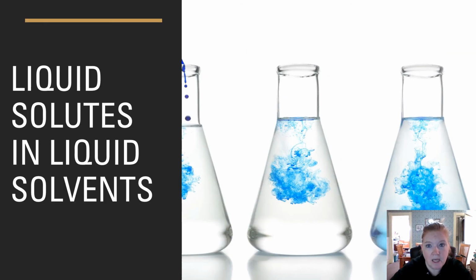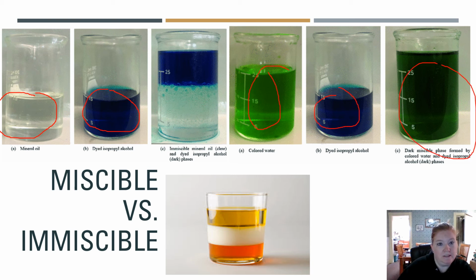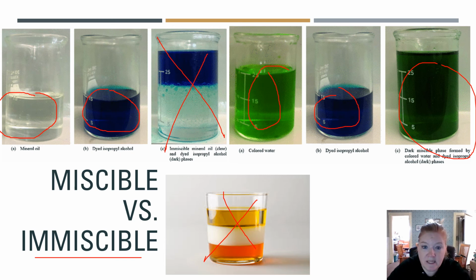What about liquid solutes and liquid solvents? Well, we use these words miscible and immiscible. Miscible means they're mixable, and immiscible, not mixable. So miscible, miscible, okay, what about immiscible? Immiscible, immiscible. So if those had multiple things in them, those would be the things that would be miscible and immiscible.